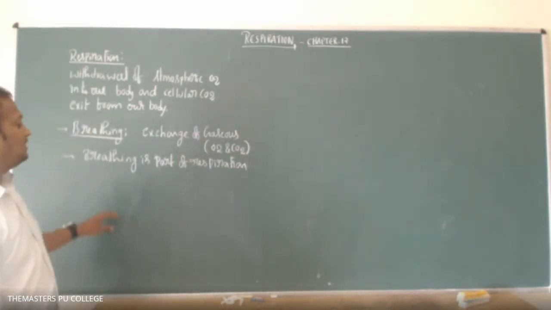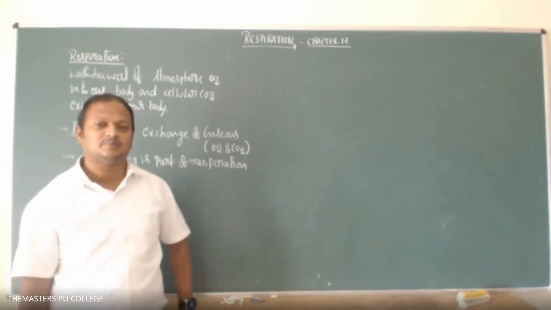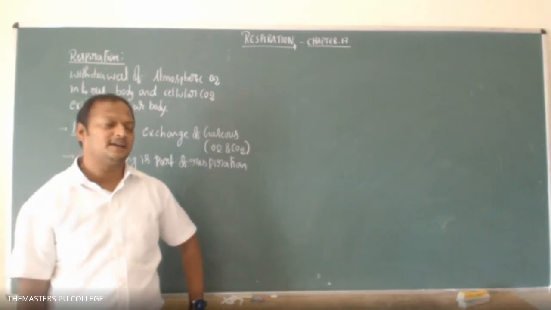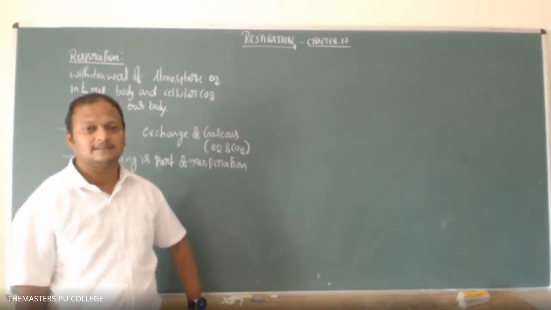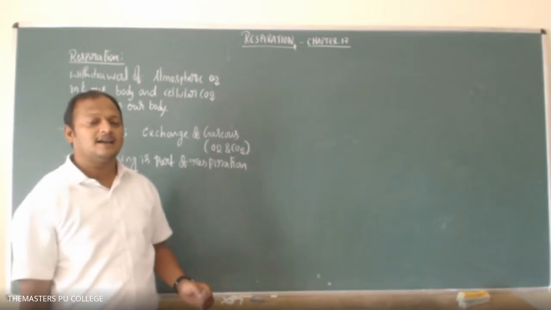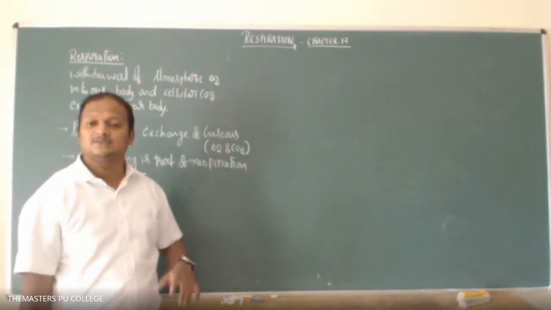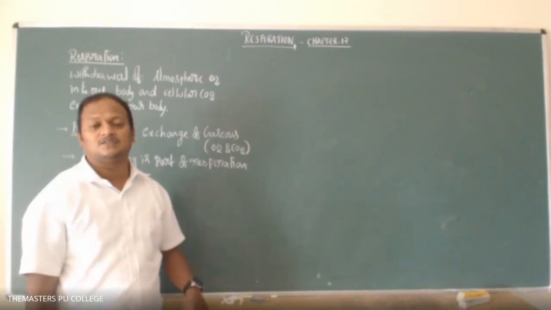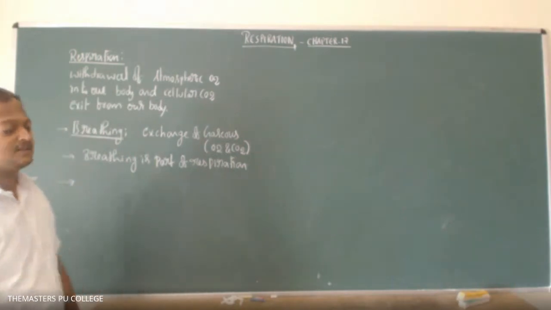So in this chapter, what are we going to discuss? The types of respiration and different types of respiratory organs also. Okay, students. In the process of respiration, is oxygen compulsorily needed, or does respiration take place in the absence of oxygen also? Yes, in the absence also it takes place, sir. In the absence of oxygen also, the process of respiration takes place.